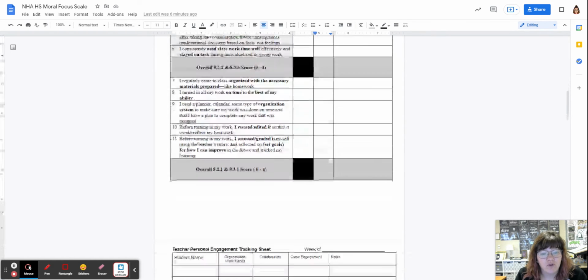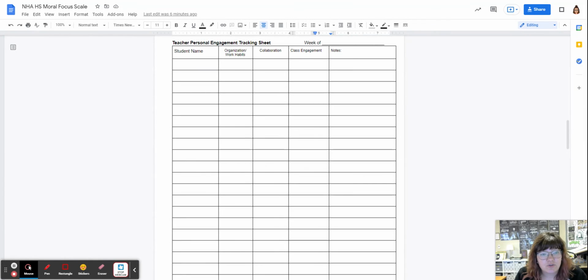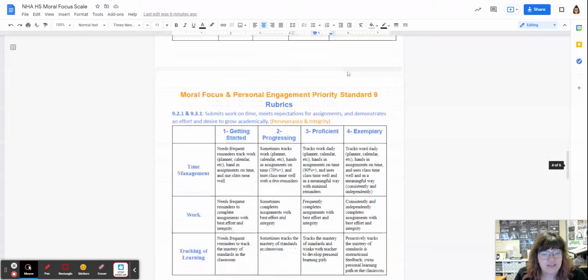So this is one tool that you can use with your students to help them regularly assess their progress in moral focus. And this is another tool that we've included for teachers to do an engagement tracking sheet. The things that you can look for include organization or work habits, how willing and ready they are to collaborate, classroom engagement, and then any notes. This is also great to use if you're looking to make some positive phone calls home if students have shown a lot of growth in this area over the previous couple of weeks. But again, another tool that you can choose to use for your tracking purposes.